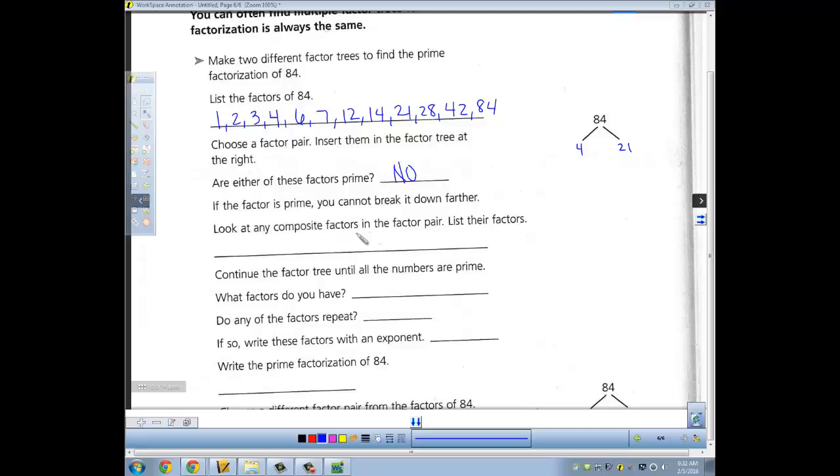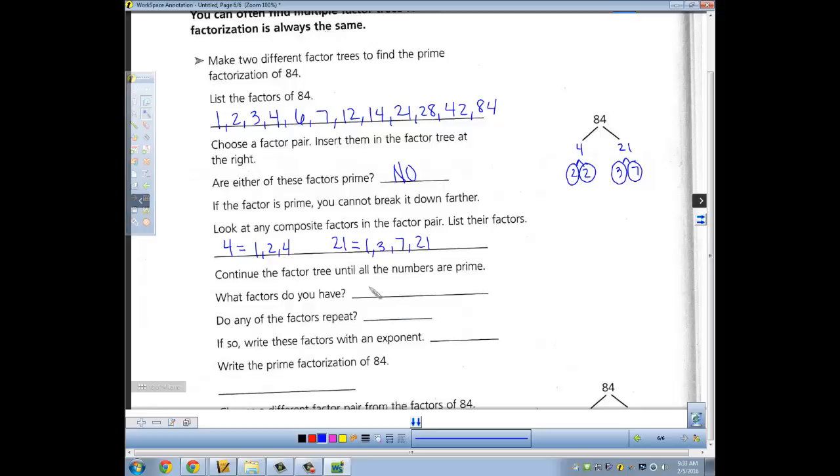Look at any composite factors in the factor pair. List their factors. So factors of 4 are 1, 2, and 4. And factors of 21 were 1, 3, 7, and 21. So now they want me to continue the factor tree until all the numbers are prime. So 4 would break down to 2 and 2. So circle them because they're prime. 21, I'm going to use 3 and 7. Both are prime.